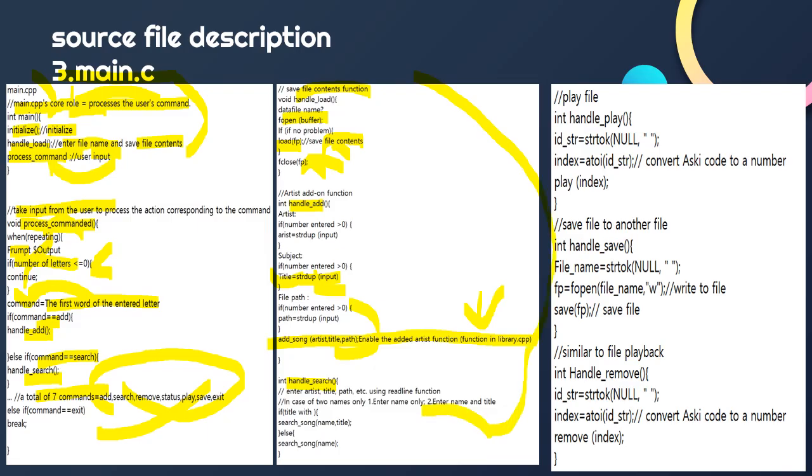at first I say comment input and comparing about add, remove, search, exit, play file, strtok, and converting ASCII code to number, save file to another file, similar to file, playback, remove, save. Next.